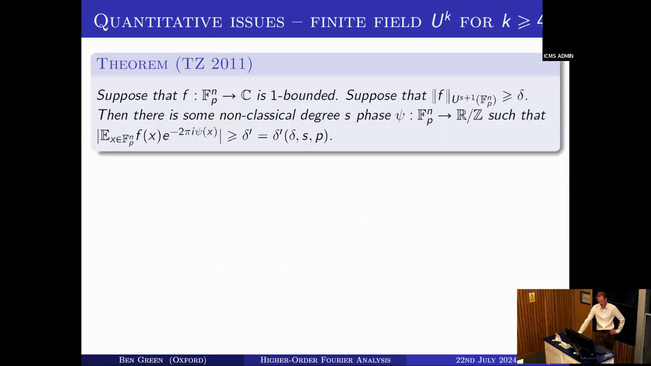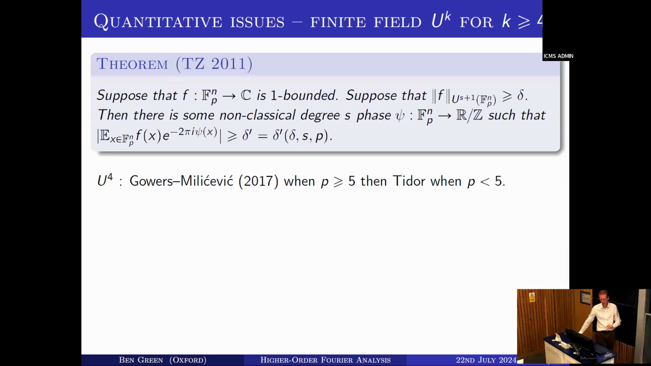Now, the finite field setting. So here's the finite field inverse theorem by Tao and Ziegler. The difference between this and the integer case is that there are no nilsequences, it's just degree s phases. But as I said, it's actually proven, so we're now in a situation where, although for the U3 norm we have polynomial bounds for this theorem, for the U4 norm and higher, our knowledge lags behind what we know for the integers, which I find pretty surprising.